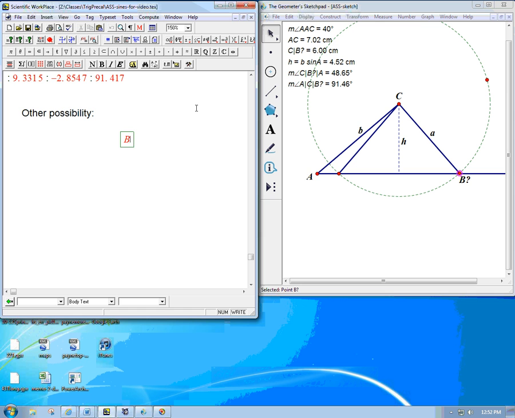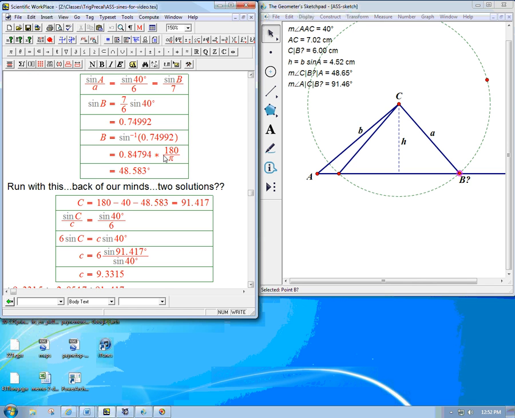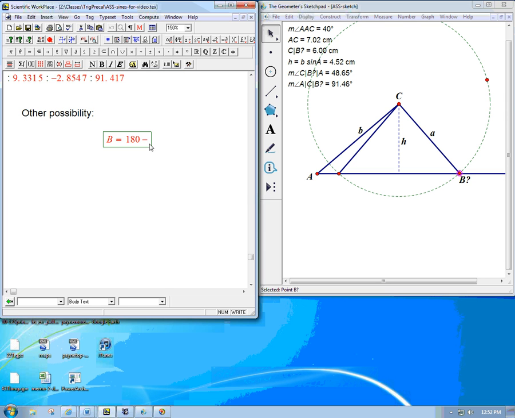is that in fact B is 180 minus, what was it? 48.583. Okay. And we calculate that. Let me just put it up here because it doesn't want to do it for me. And then we just start over. We have to do the rest of the calculation from scratch.